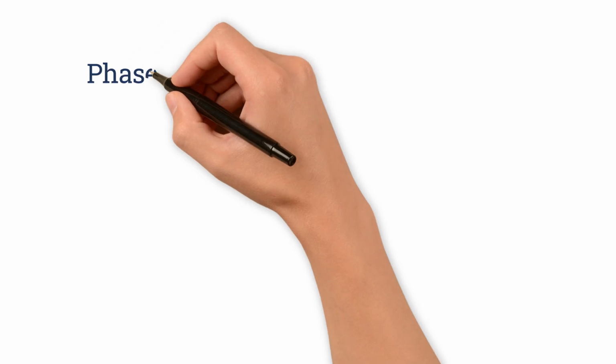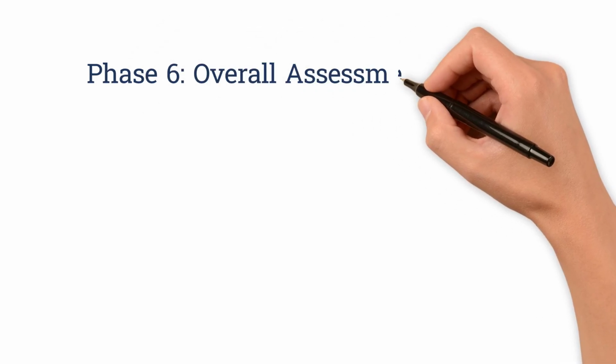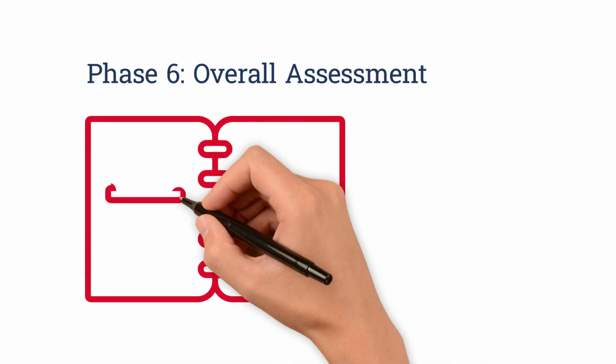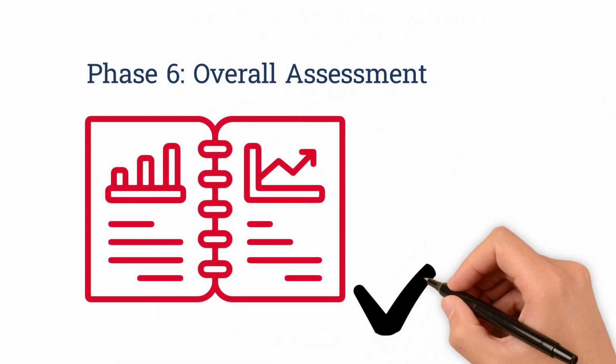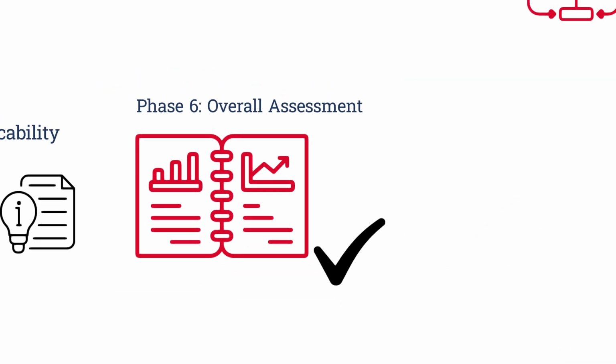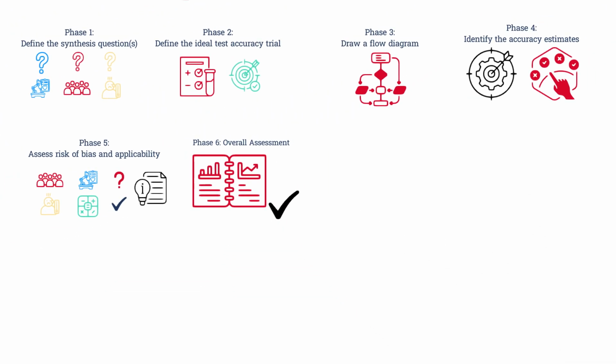Phase 6 is to make overall judgments for each paired set of accuracy estimates. These summarize the key strengths and limitations of each set of estimates from each study. Not all phases of the QUADAS-3 assessment need to be performed for each set of estimates.